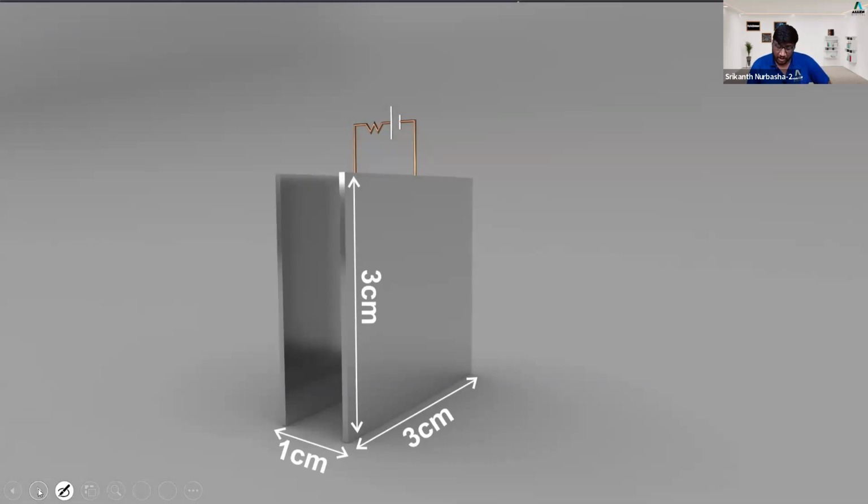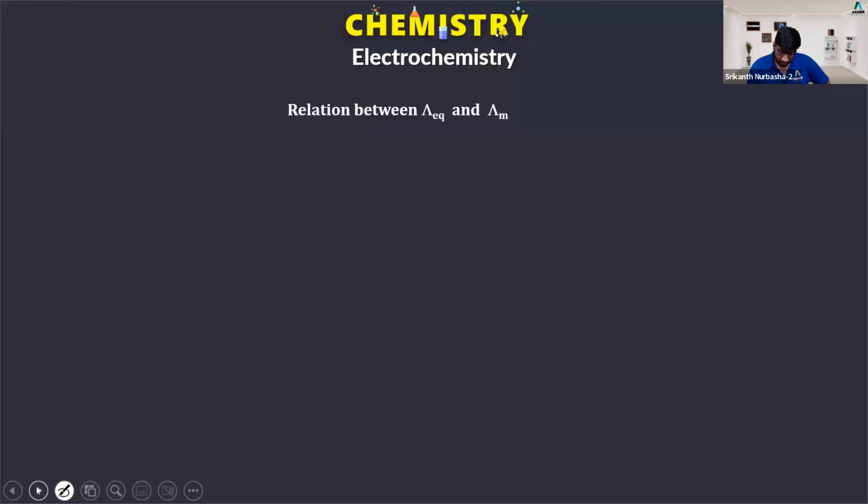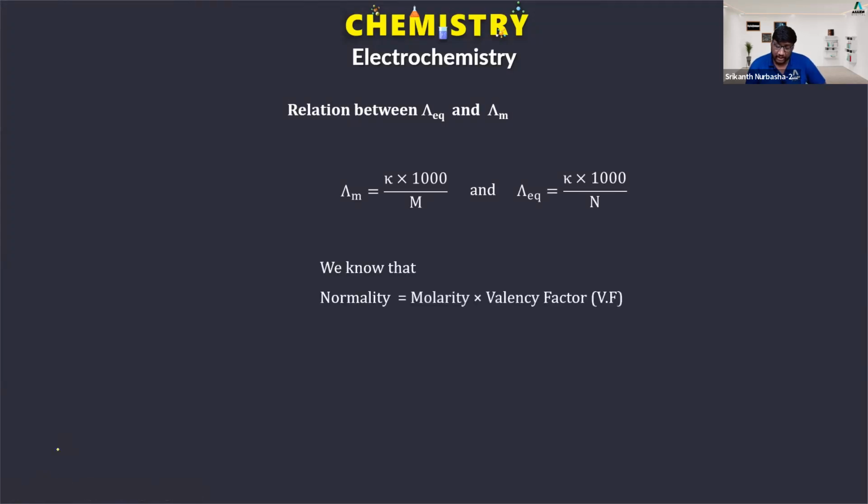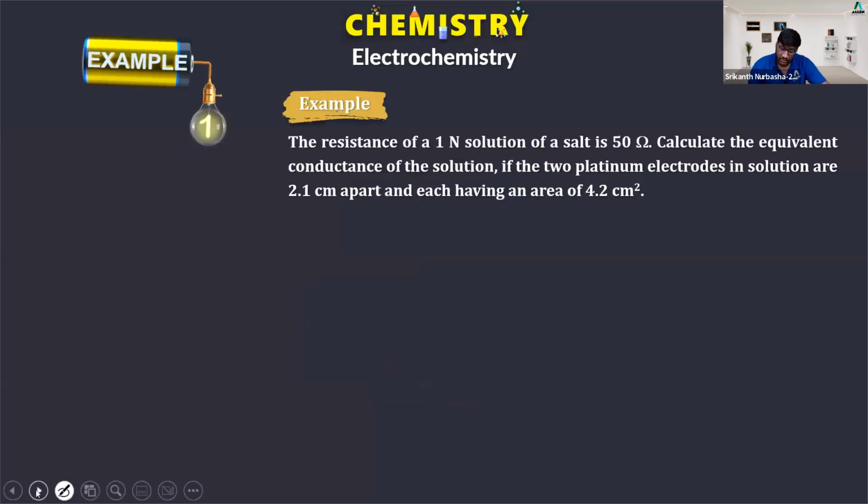So this is an animation explaining the same. Relationship between equivalent conductance and molar conductance: equivalent conductance is equal to molar conductance divided by N factor, because normality is equal to molarity into valence factor. Based on that, you can go with this relation. Let us solve some questions.